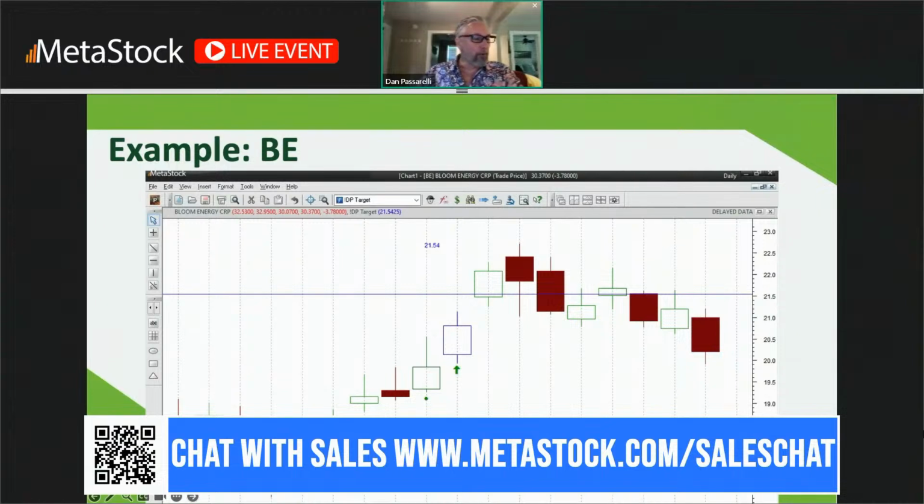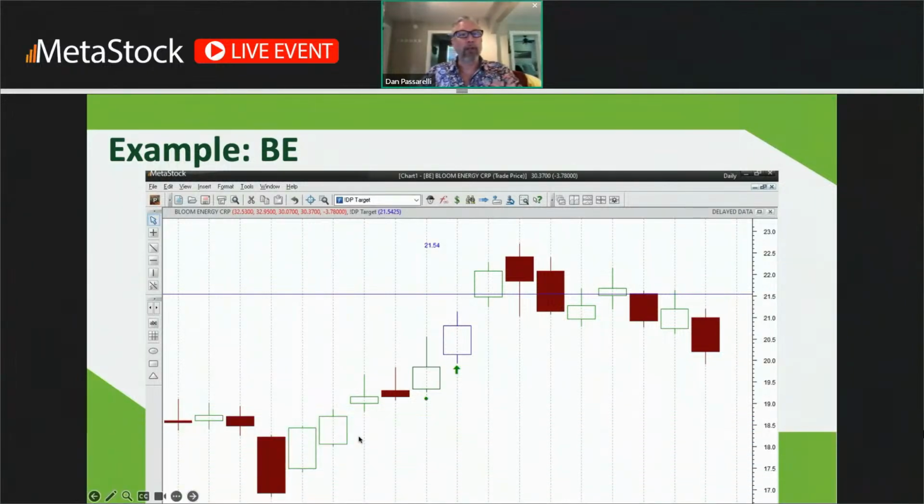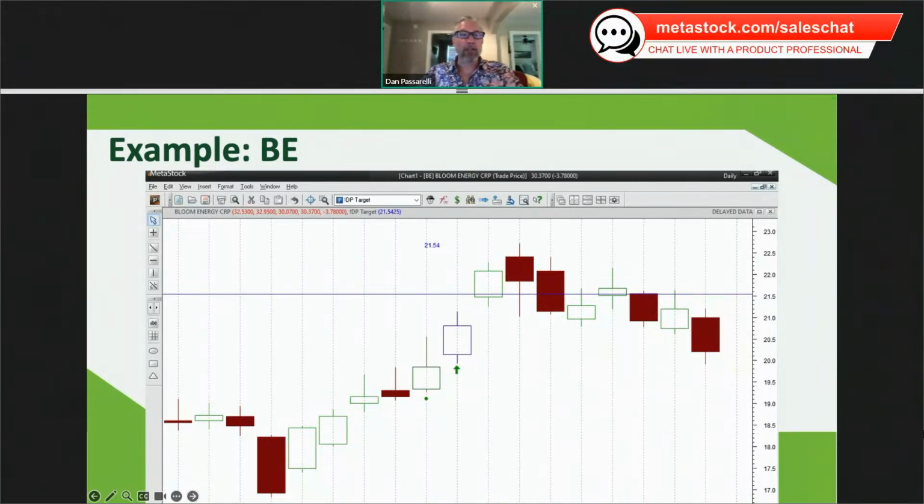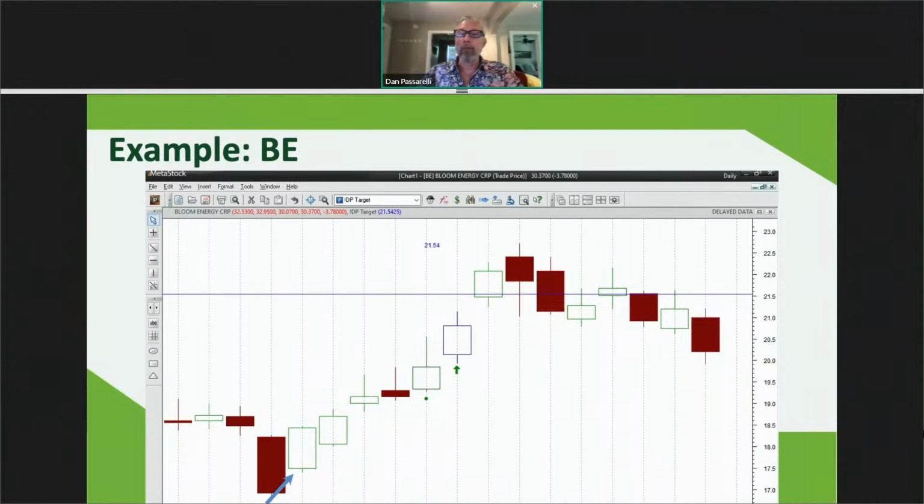So now let's go through some examples to see how this works in real life. This is Bloom Energy, BE. If we have a red knockout setup, what's the first thing we look for? What is it? Setup candles, right? Setup candles, 3 or more green upday candles in a row. Do you see this on this chart anywhere? It is right there where that arrow showed up, right there.